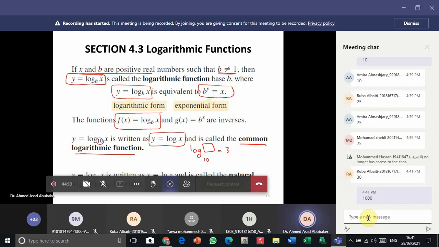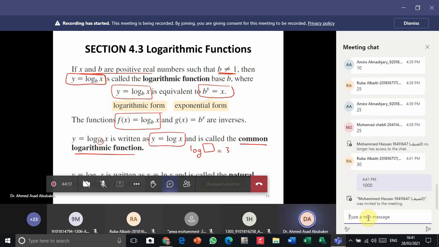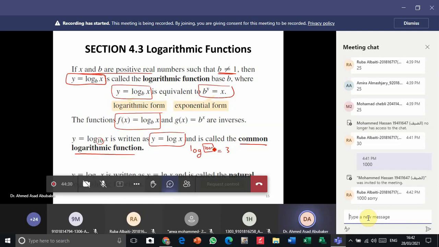But if we have base 10, we can remove the 10. No need to write the 10. We already know this is the common logarithm. So this is 10 to the power 3. We have 1000. Okay, 10 to the power 3, we have 1000.